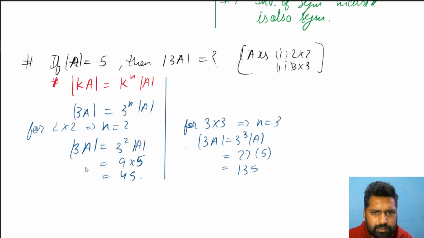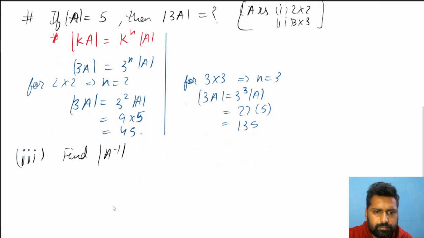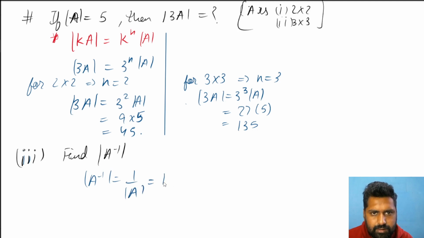Same question, I'll add third part. 2 parts are done. So let's say third part. Find determinant of A inverse. Okay, so for determinant of A inverse, we know that determinant of A inverse is 1 upon determinant of A, which is 5. So answer is 1 by 5.